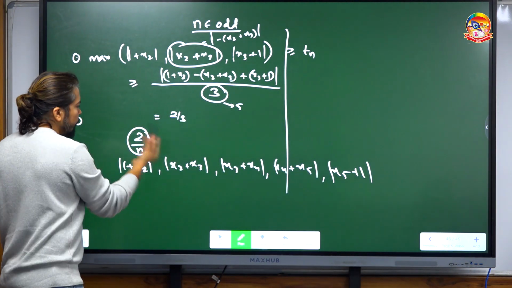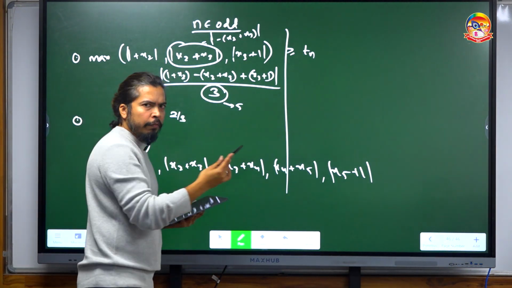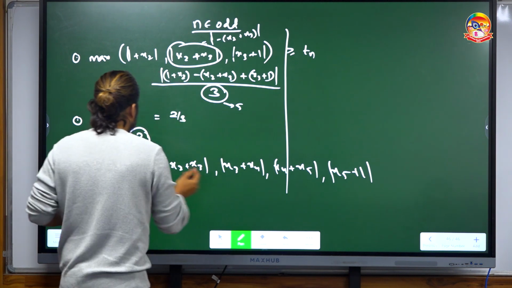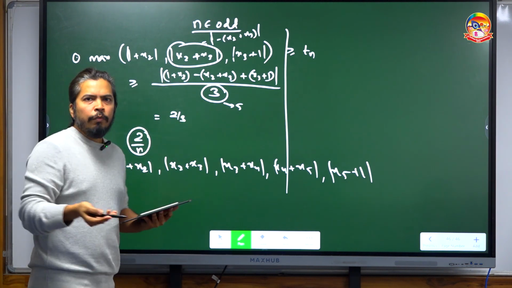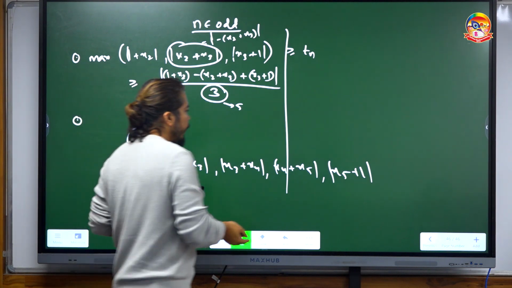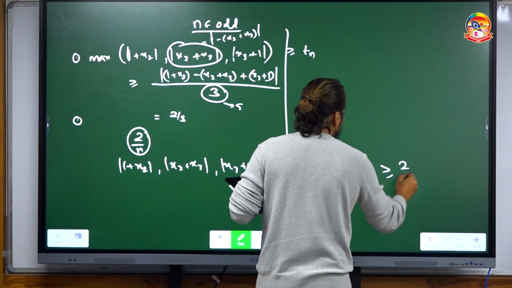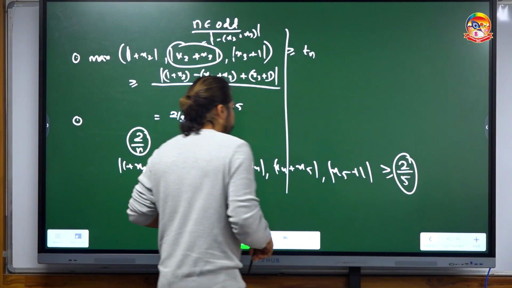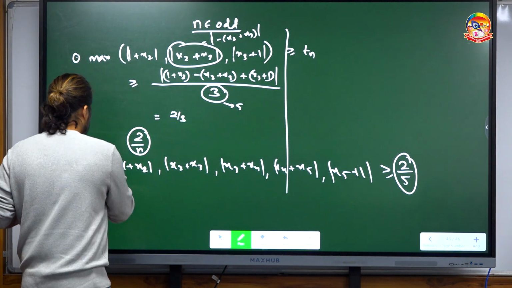Anyways, the arithmetic mean, this number, is greater than or equal to 2 by 5. Assuming all that is done, x2, x3 magnitude wise must be smaller than 1. So I am trying to construct a case where they become equal to 2 by 5. Max of this one.